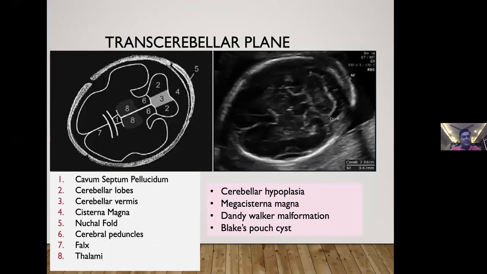And the third plane, as I said, is mainly for the posterior fossa abnormalities, and this has the cerebellar lobe, cerebellar vermis, cisterna magna, nuchal fold, cerebral peduncles, and thalami that can be seen. And this is very important to diagnose cerebellar hypoplasia, mega cisterna magna, Dandy-Walker syndrome, and Blake's pouch.